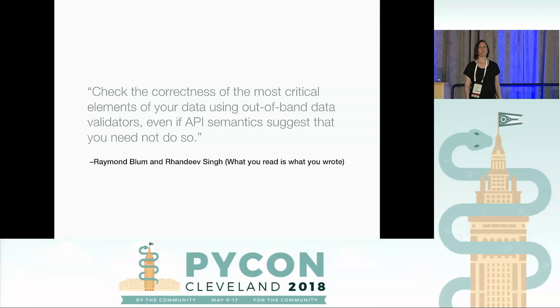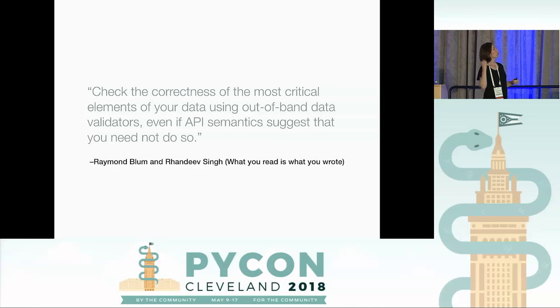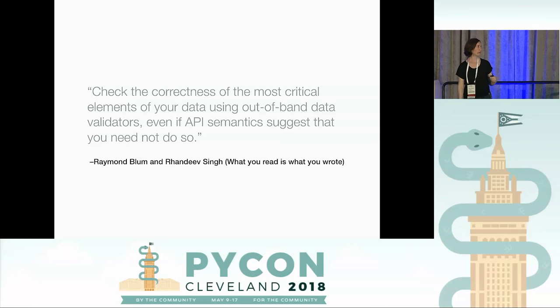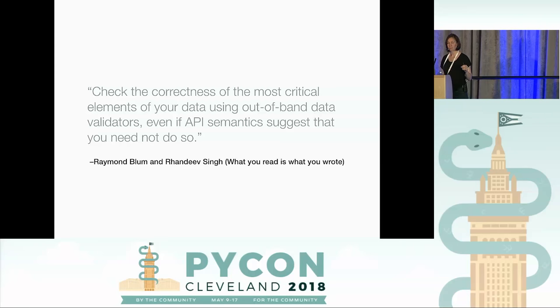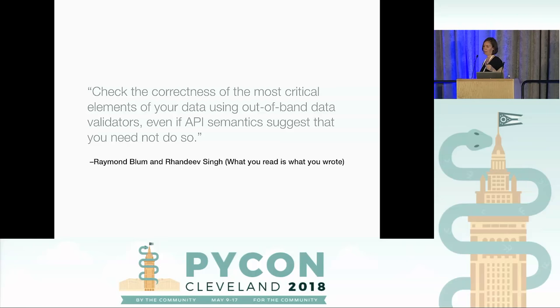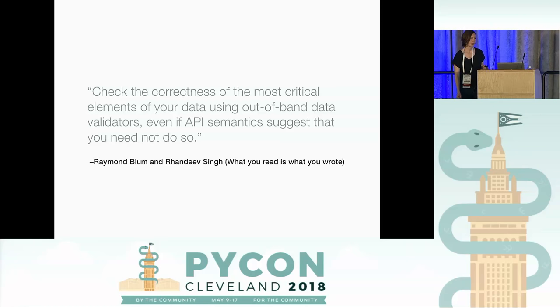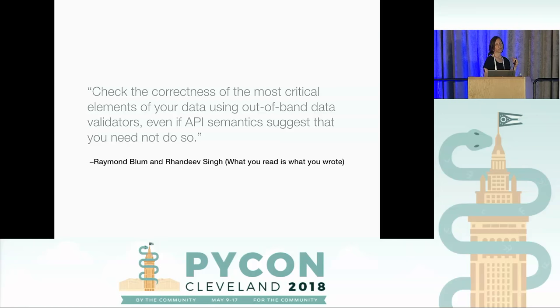The second type of thing that we can do with our data is to check the correctness of the most critical elements of your data using out-of-band data validators, even if API semantics suggest that you need not do so. Again, a quote from Site Reliability Engineering, go read the book. Right, and this is important for two reasons.